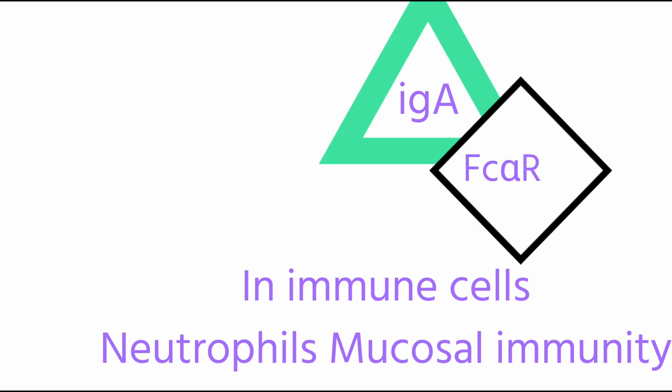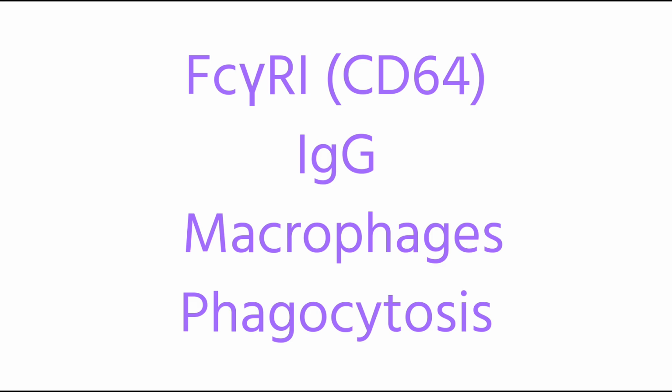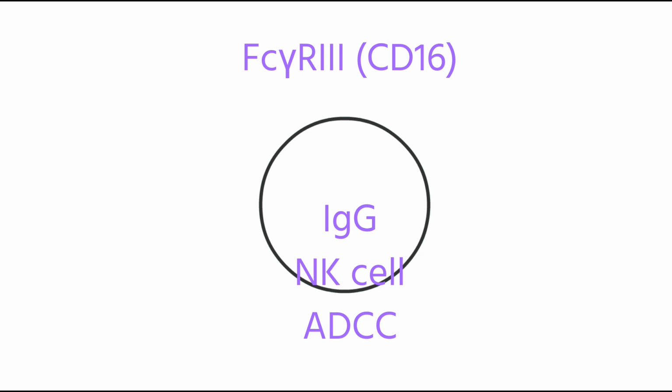In that there are also various types, which bind to various cells and antibodies. We know that the Fc portion binds to the Fc site of an antibody. For IgG, Fc gamma R1 and R3 have important roles. Fc gamma R1 binds IgG, is expressed on macrophages, and functions in phagocytosis. Then Fc gamma R3, that is CD16, binds IgG, is expressed on NK cells, and functions in ADCC.